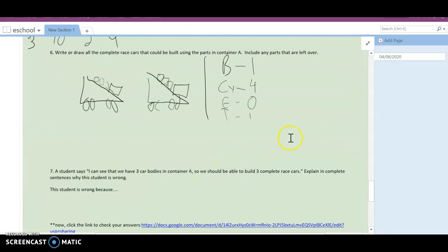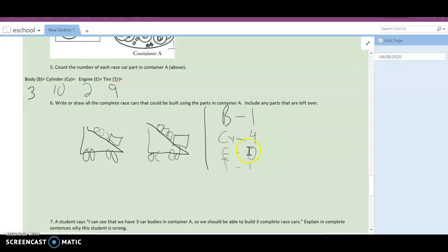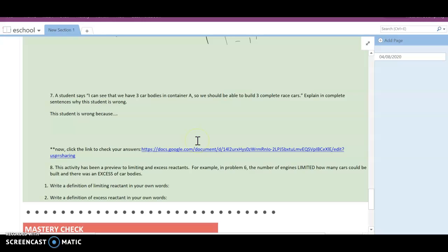Sweet. Let's move on. So the thing that prevents us from making any more were our engines. So we're going to eventually call that our limiting reactant. We can't do anything else with it because it's what's limiting us. These would all be excess reactants. For now, that's not super important.